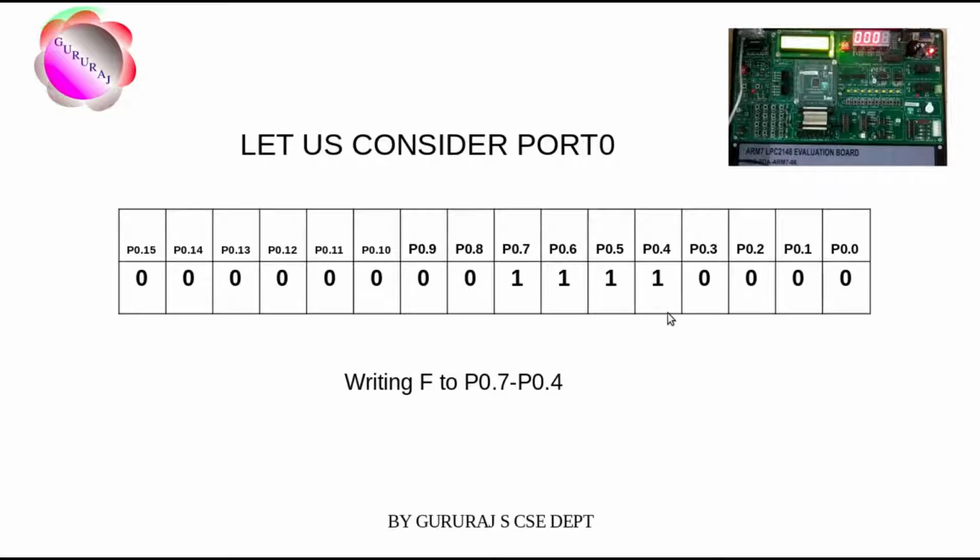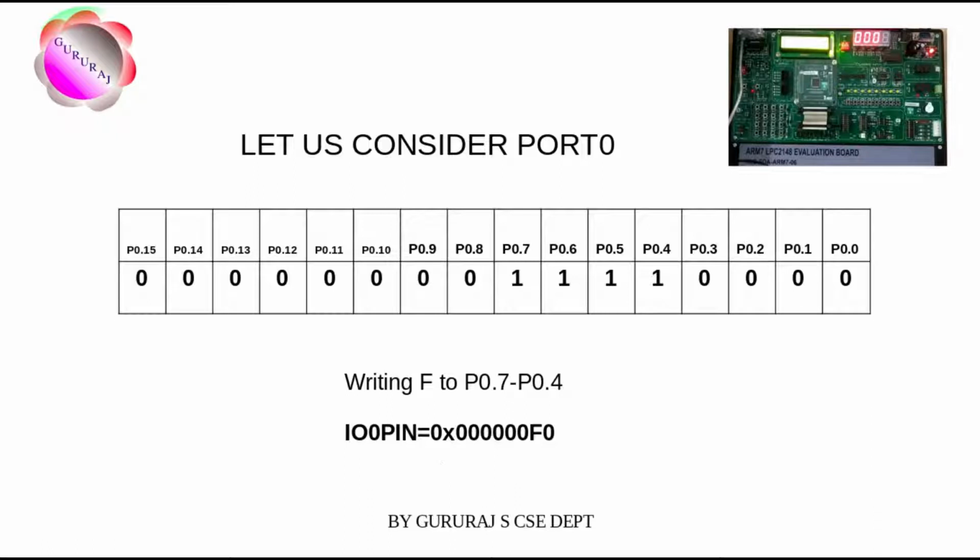Now to write something on this I must use IO0PIN. The 0 means port 0. The 0x means it is a hexadecimal number. As I told, the higher 16 bits of port 0 are 0 and we are only considering the lower 16 bits of data. So the zeros you are getting here are 0 0 0 0, and F we are getting because of 1 1 1 1. The rest are all zeros. This is how we write to pins 7 to 4 of port 0.